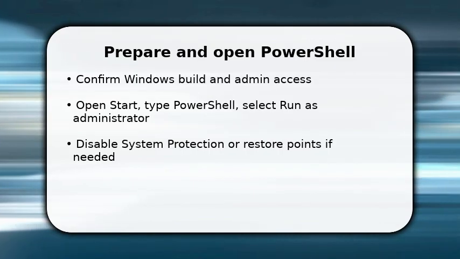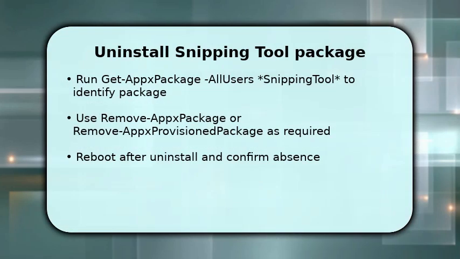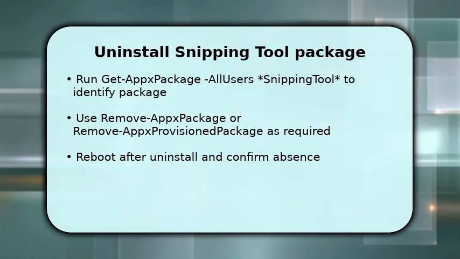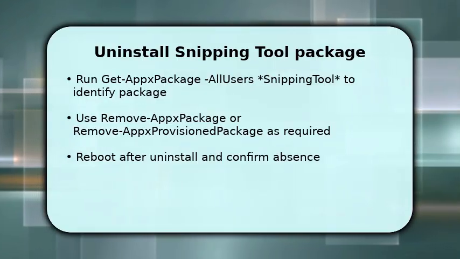Make sure you close any running Snipping Tool windows so files aren't locked. Now you're ready to locate and remove the package using command line commands. You'll run Get-AppxPackage -AllUsers *snippingtool* to find the exact package name. This avoids guessing and targets the right binary.